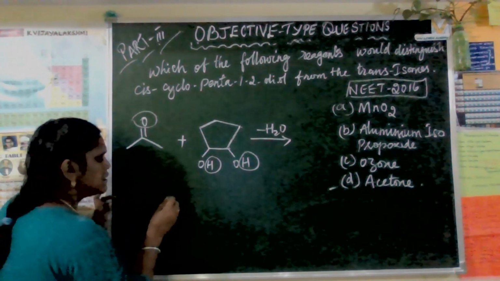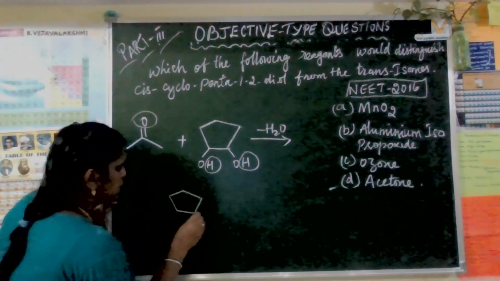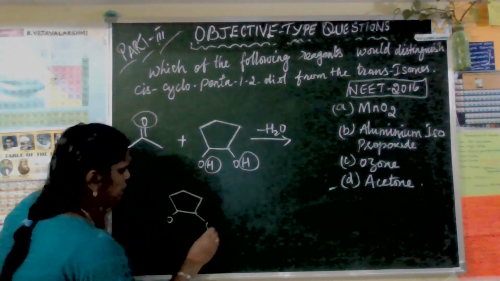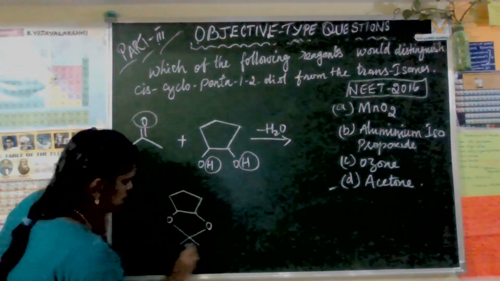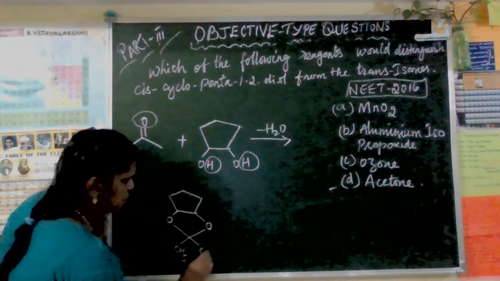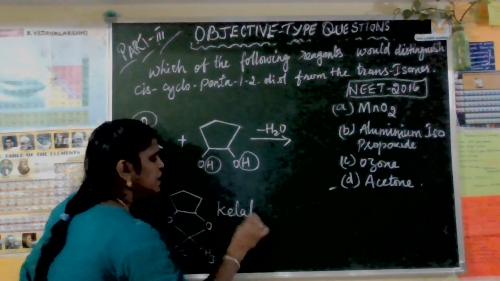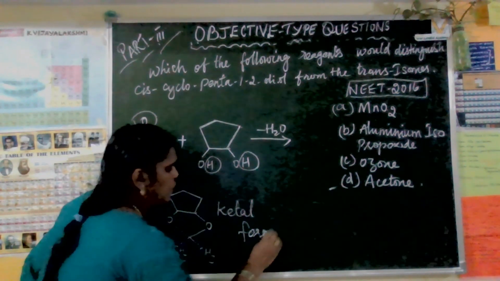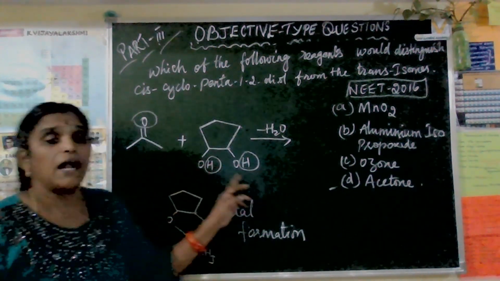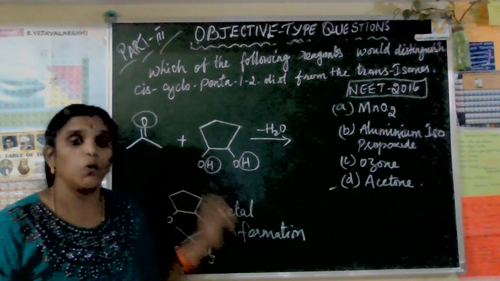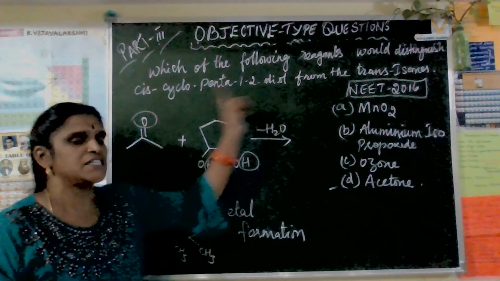Now, what is the structural formula? Here the same thing will be there. One oxygen remaining here, one oxygen here, both connected by this carbon with CH3, CH3 like this. Now this is actually a ketal formation. Generally a diol reacts with a ketone and you get ketal formation. That is the way you can differentiate cis and trans.